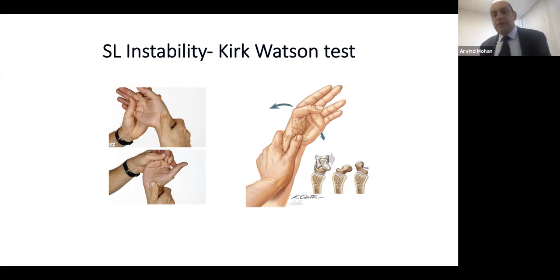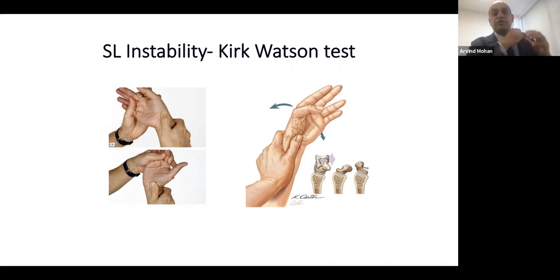In terms of the scapholunate, we can do the Kirk-Watson test and go from palmar flexion to, from radial deviation to ulnar deviation, and that will show any instability at the scapholunate interval. The other common thing we can use is to look for tenderness in the crucifixion fossa.